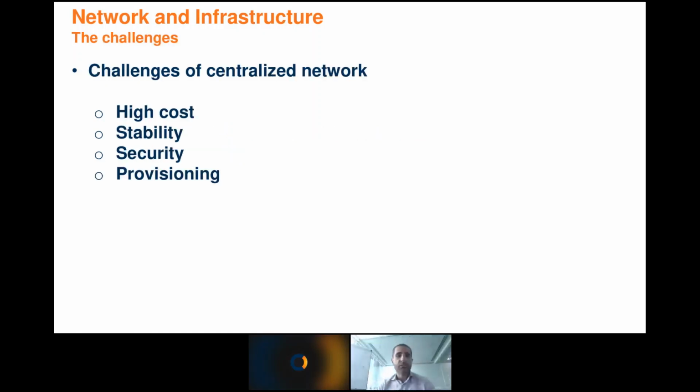Okay, so in order to follow these trends, there are challenges with the classical centralized networking model. When we're talking about those challenges, the most important ones can be grouped into cost, stability, security, and provisioning. I will go through each one of these.